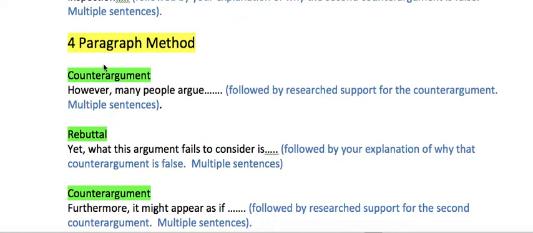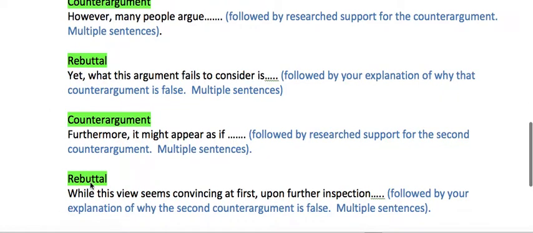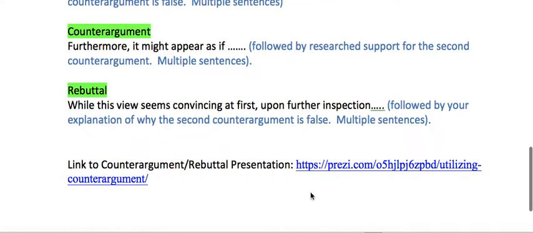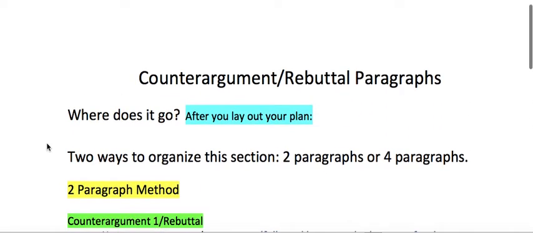So the 4-paragraph method is simply a counterargument in a paragraph and then a rebuttal in the next paragraph, followed by a counterargument in the next paragraph and a rebuttal in the next paragraph. If you need a little refresher, this is the link to the presentation that's also linked in your module. While you're working on this today, keep time in mind.